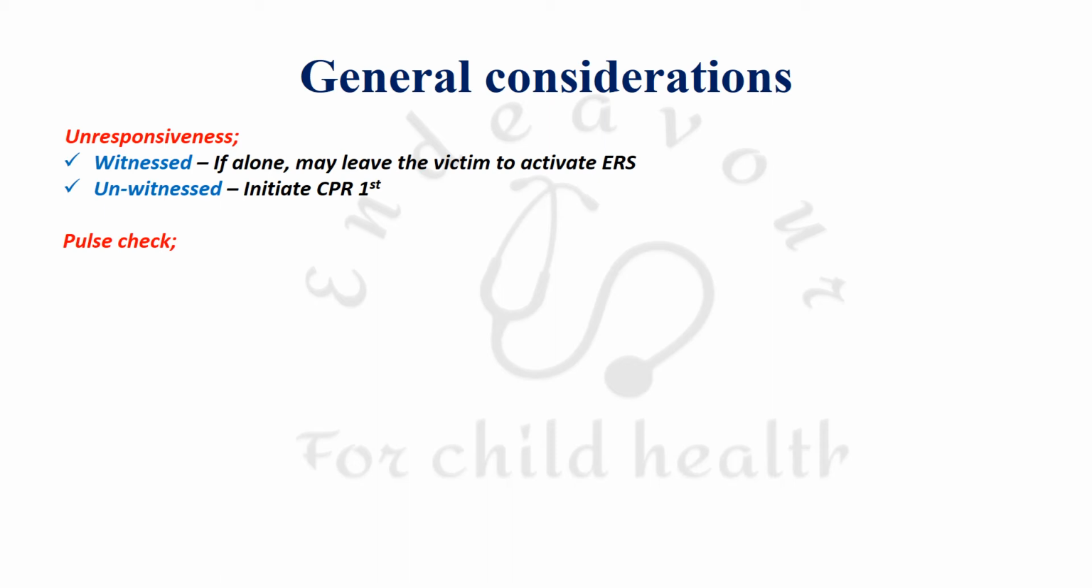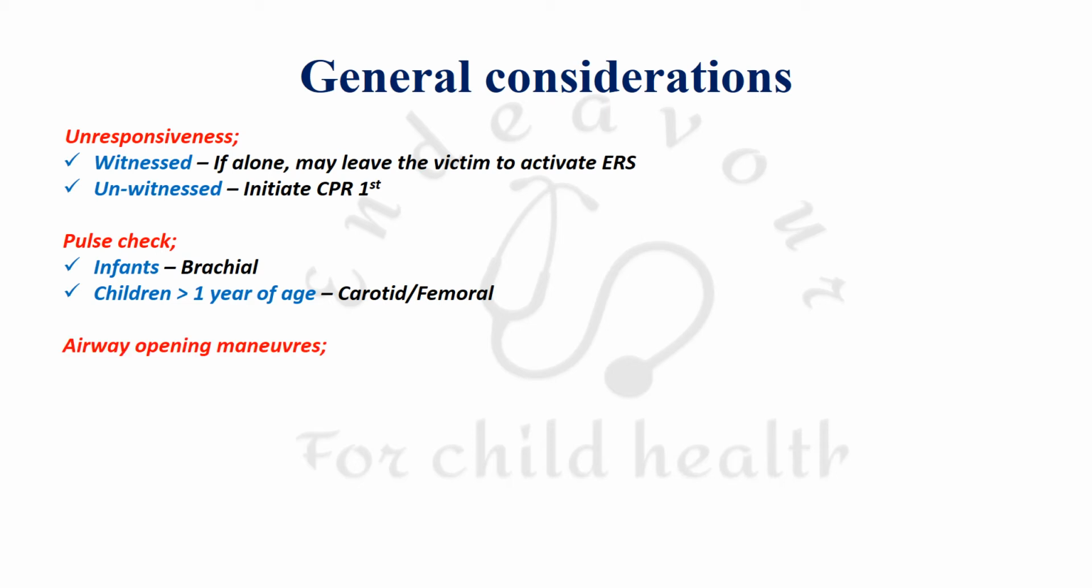Another important point is pulse check. What are the pulses which we need to check in different age groups? Suppose it is an infant, we need to check the brachial pulse of the baby because the neck is small, and checking the carotid pulse may lead to other dangers. In children who are more than 1 year of age, you can check either the carotid or the femoral pulses, both of which are central pulses.